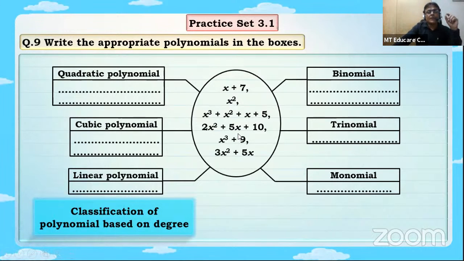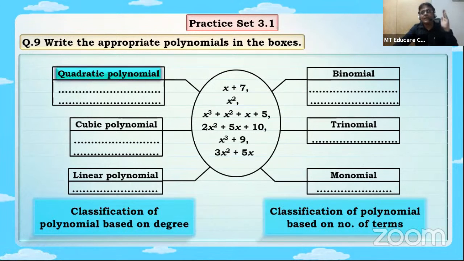Six polynomials are given in this circle. We have to write them inside the boxes. First one is quadratic, cubic, linear. So I have classified on the basis of degree. Second one is binomial, monomial, trinomial. I have classified on the basis of terms.